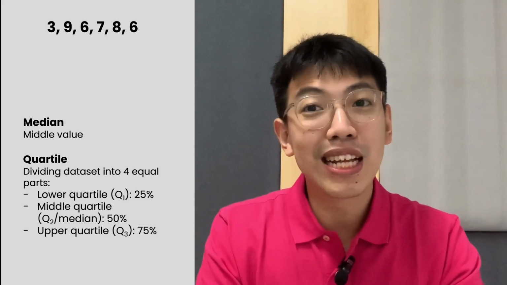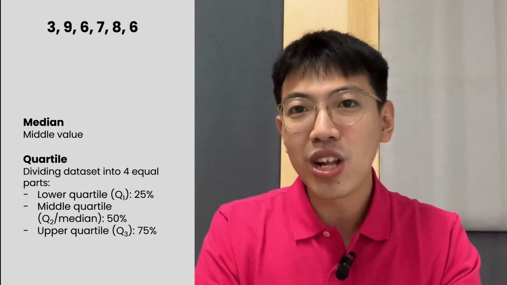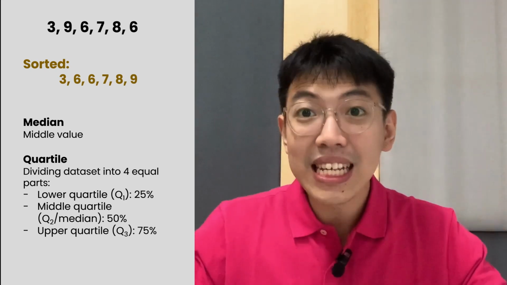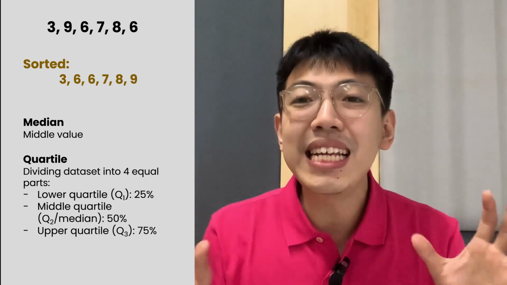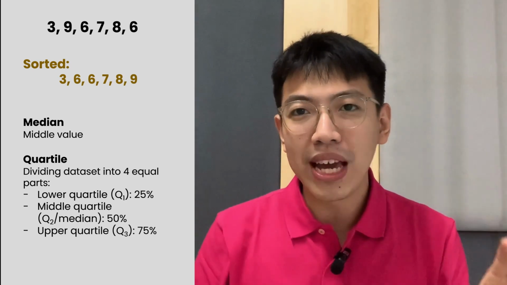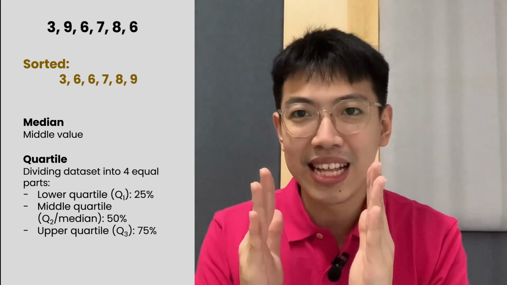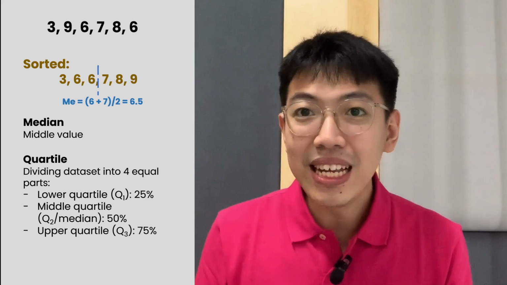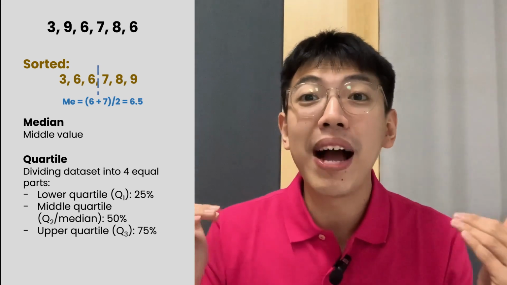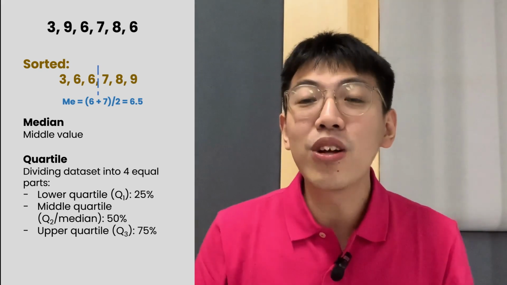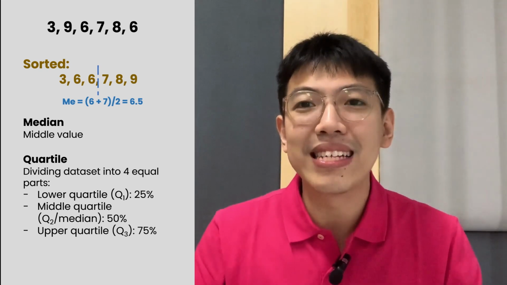Okay, let's use the previous dataset. We have to sort the dataset ascendingly first. So it will be 3, 6, 6, 7, 8, 9. There are 6 data. So the median is the middle value. Since we have 6 data, the middle value will be located between the third and fourth data. The third data is 6, the fourth data is 7. So the median will be 6 plus 7 divided by 2. It will be 6.5. So the median or the middle quartile or the second quartile is 6.5.